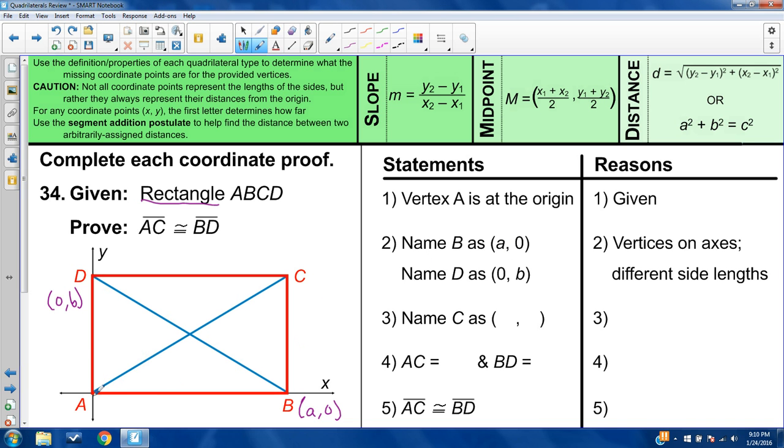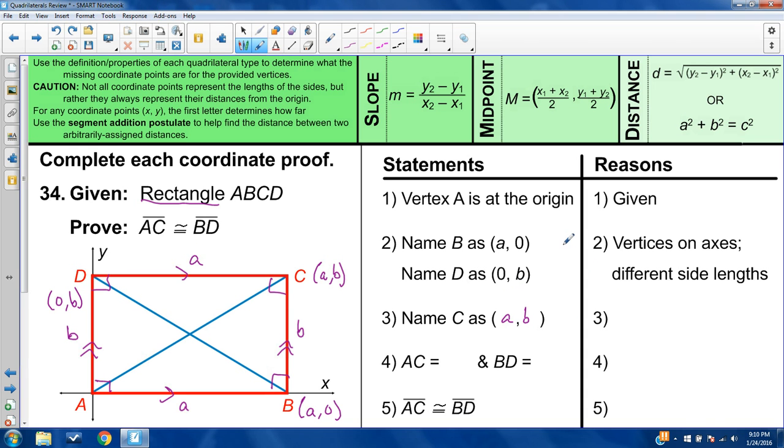Now this length this way is A, because in a rectangle you have right angles and opposite sides are parallel and congruent. You also know that this length from D to C is A, which means C's x value is A. The y value, if this is going up B units, this is also going up B units for that same reason. A, B, A, B. So C has the point A, B, like so.